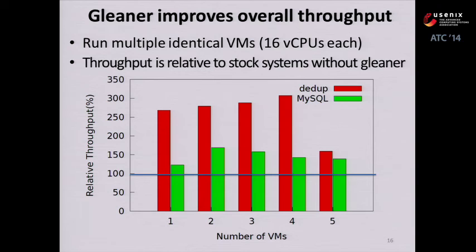The last experiment will show that Gleaner can improve the overall system throughput. Because Gleaner can reduce the overhead introduced by virtual CPU switches, it can improve the system throughput. To demonstrate this point, we run multiple identical virtual machines. We increase the number of virtual machines from 1 to 5, and we measure the throughput. This page shows the relative throughput of the system with Gleaner enabled. As we can see, for dedup, Gleaner can improve system throughput by 3x. For the MySQL database, we can improve system throughput by almost 2x.